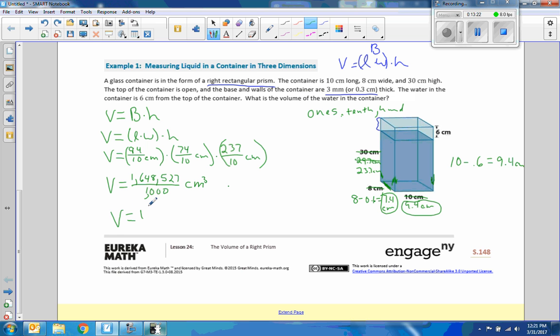1, 6, 4, 8, and move the decimal 1, 2, 3, 0.527 centimeters cubed. That's 1,648 cubic centimeters. And that there is the volume of this aquarium, minus the thickness of the glass and the empty 6 inches at the top.